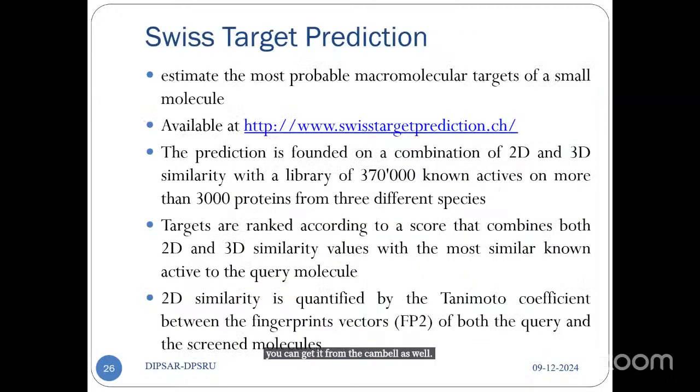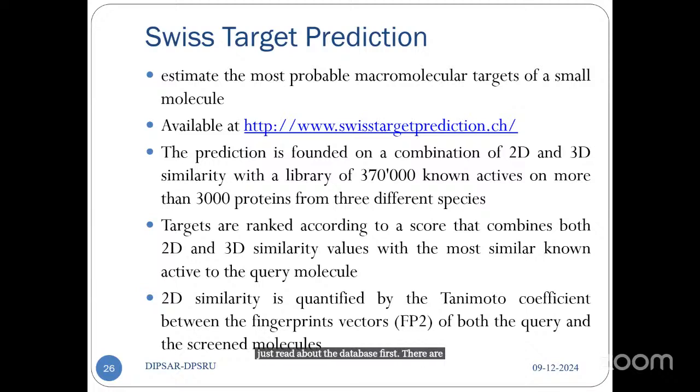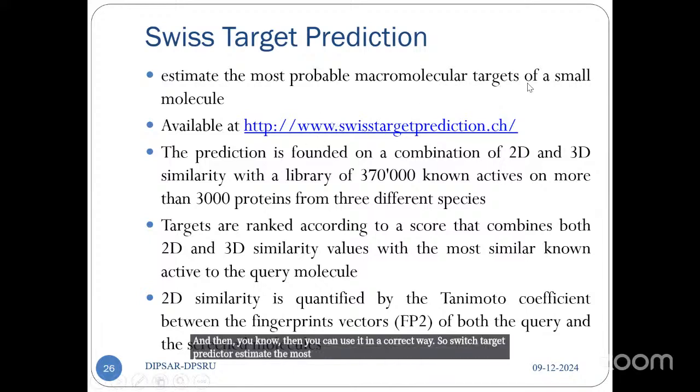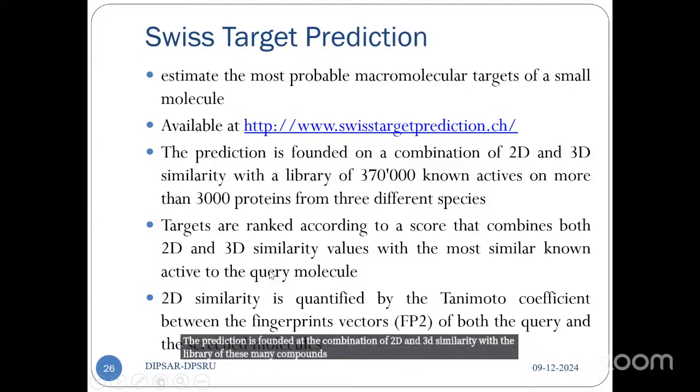So Swiss Target Prediction, what is most important is, before using the database, just read about the database first. A lot of information is available on the web page of the database. Just go through it, and then you can use it in a correct way. Swiss Target Prediction estimates the most probable macromolecular targets of small molecules. The prediction is founded on the combination of 2D and 3D similarity with the library of these many compounds.